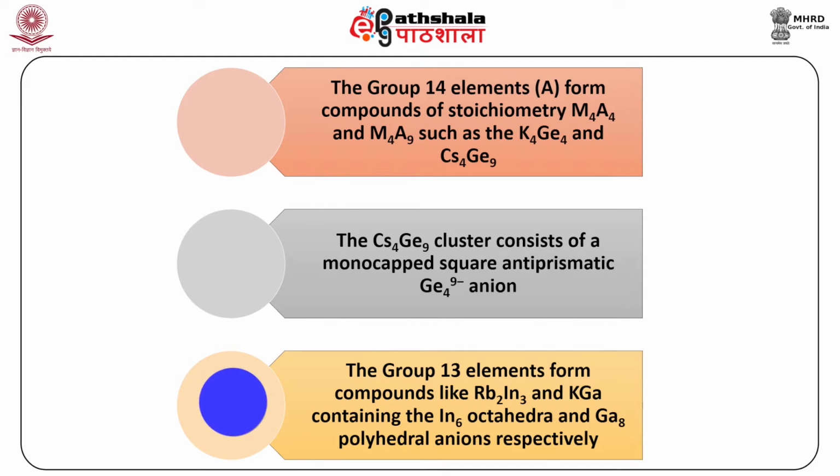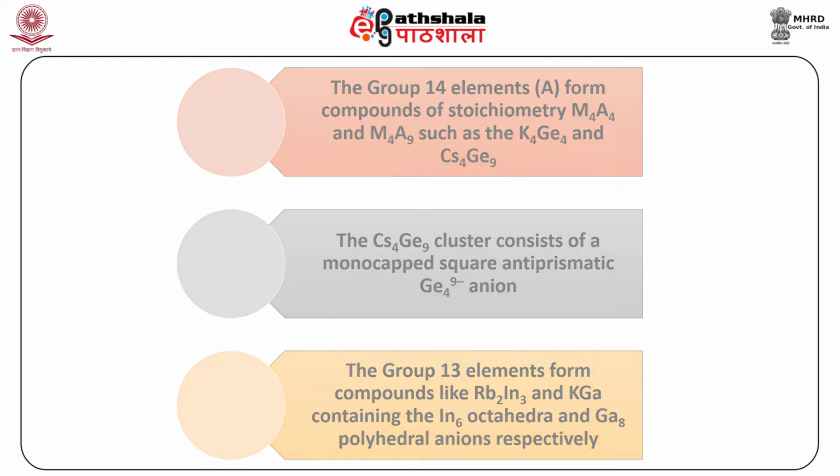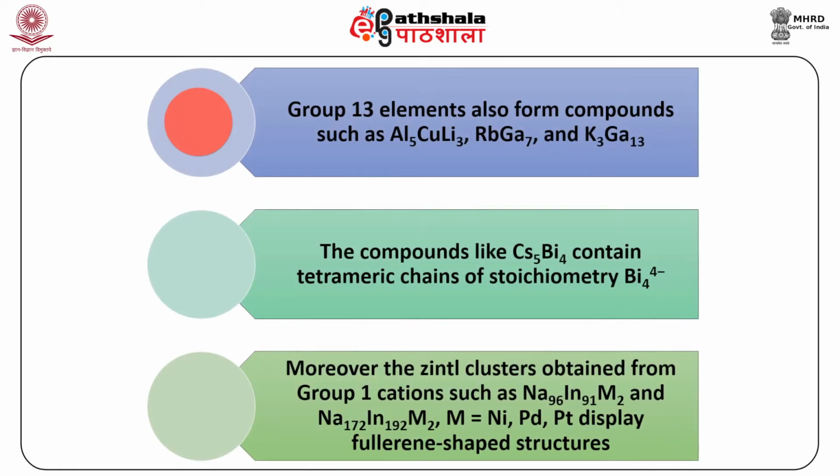The group 13 elements form compounds like Rb2In3 and K8Ga8?, containing In6 octahedra and Ga8 polyhedral anions respectively. The group 13 elements also form compounds such as Al5CuSi3, RbGa7 and K3Ga13. Compounds like Cs5Bi4 contain tetrameric chains of stoichiometry Bi4, forming a 4- ion.